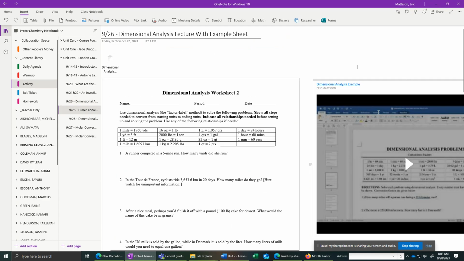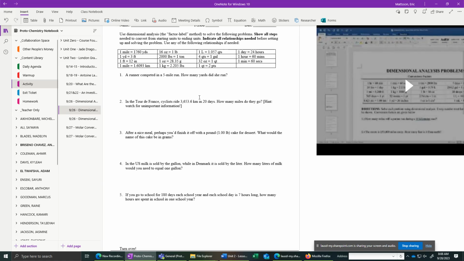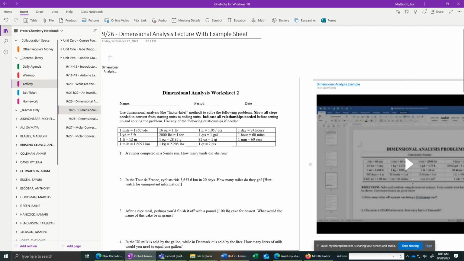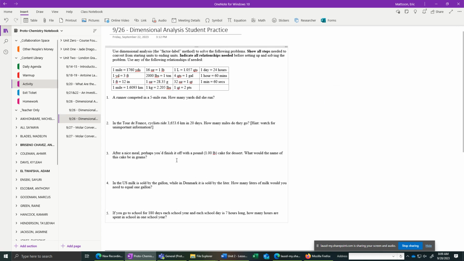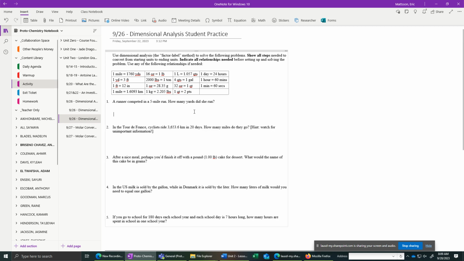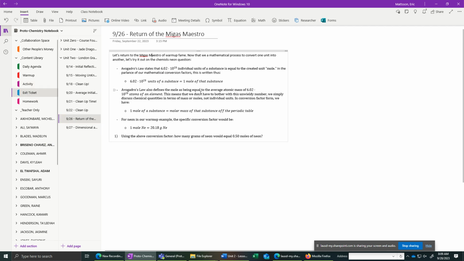Now here I have a lecture. These are the practice questions I used in the lectures, and then here I have lectures with me using the steps to solve dimensional analysis problems. And here's the practice work we're going to do today. You can write directly on this, and I've already sent a copy of this over into your folder. And then for the exit ticket, we're going to go back to the warm-up and see if it makes any more sense than it did. And so that's what we have today.